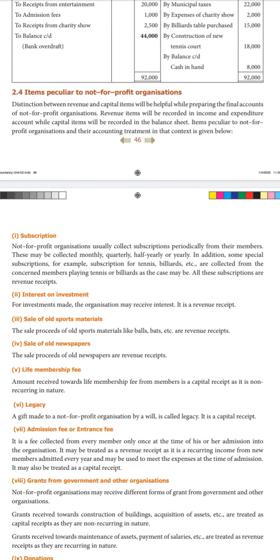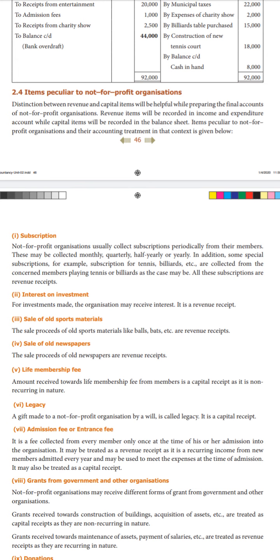Then comes in admission fees or entrance fees. As we all know, whenever we get admission in colleges, we pay the admission fee. Even in some institutions, they get admission fees, right, or the entrance fees. Those fees are paid only once for that organization or the institution.